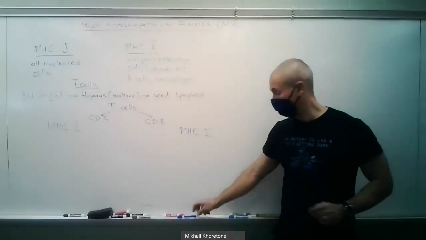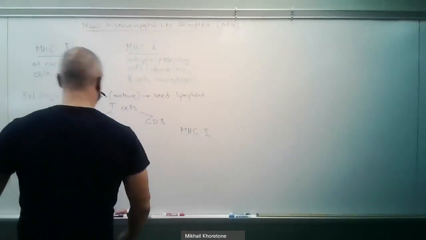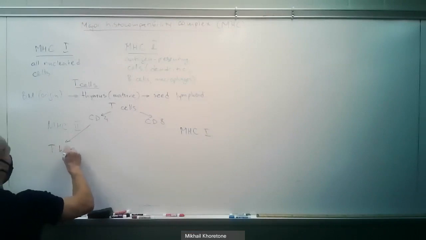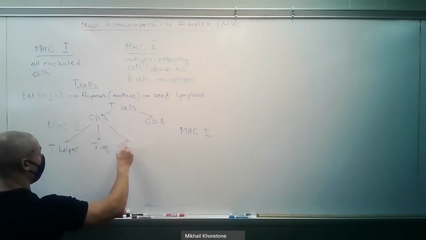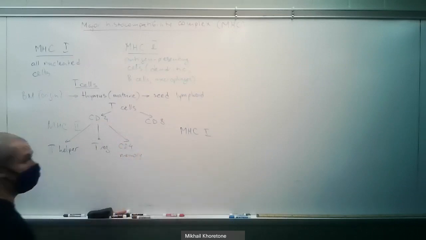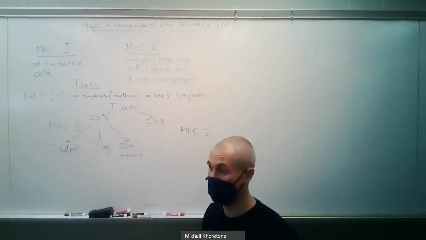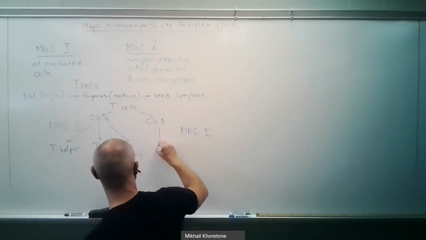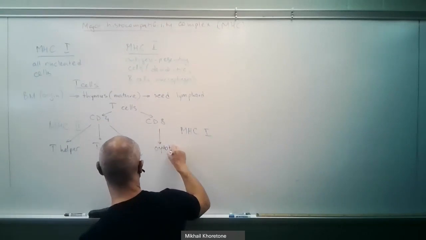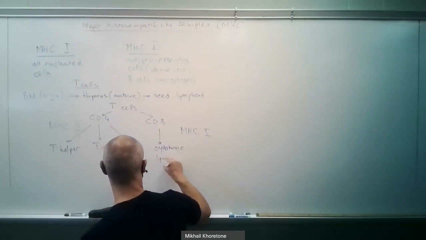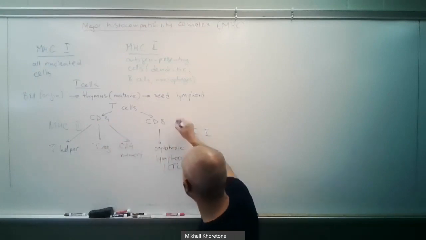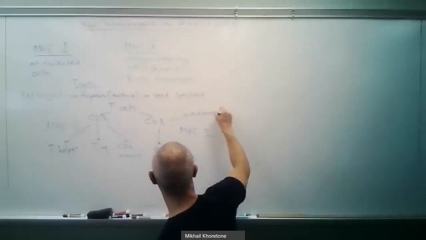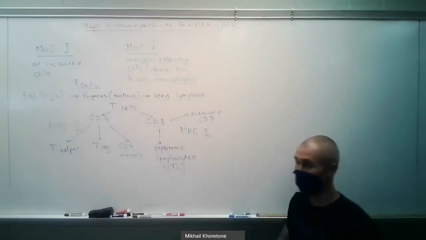So what do these cells become? CD4 cells can become T helper, T regulatory, and CD4 memory T cells. Does that make sense? CD8 T cells can become cytotoxic T lymphocytes, or CTLs. Or they can become memory T cells, memory CD8. Does that make sense?